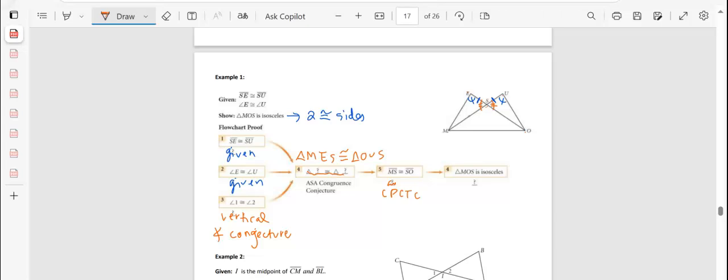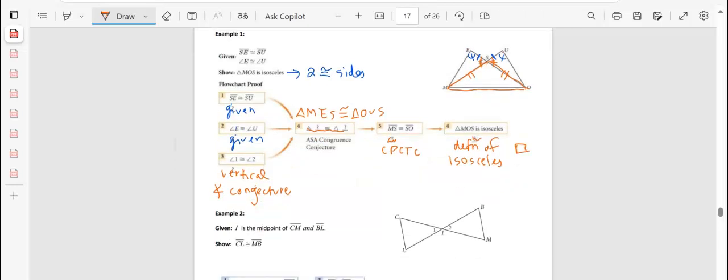And then now that we know that this segment is congruent to this, we can definitively say triangle MOS is isosceles. And this is where we write definition of isosceles. One quick note, this is not the isosceles triangle conjecture. That tells us the base angles are congruent. That's not what we're trying to prove here. We're just trying to show that the triangle is isosceles. So this is by definition of isosceles.